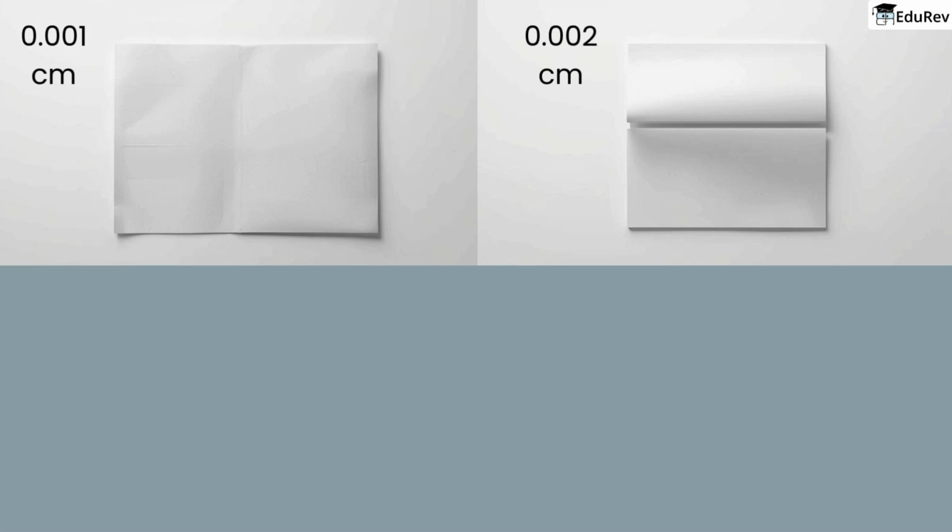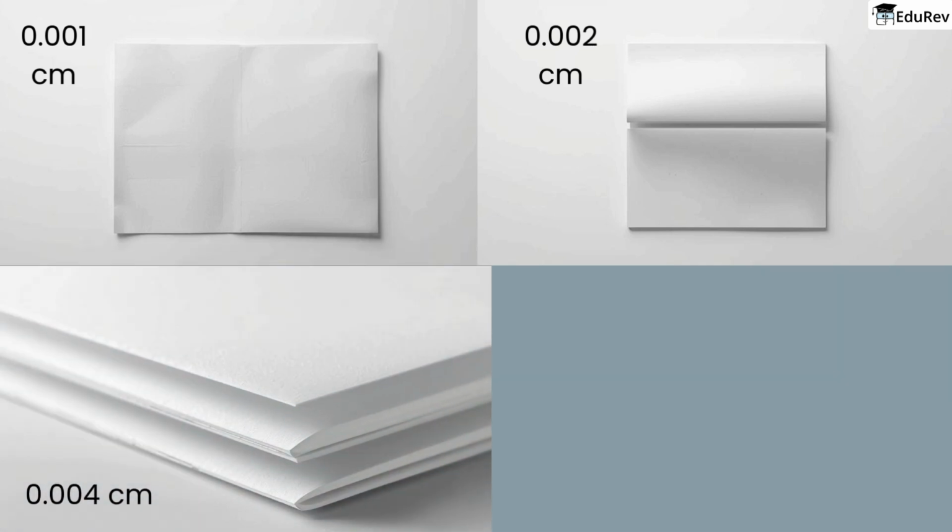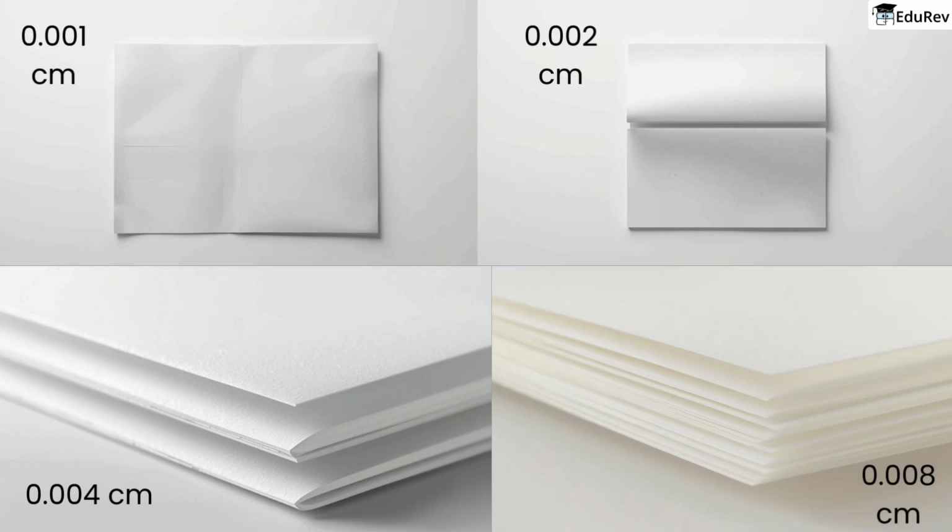At the start, the thickness is just 0.001 centimeter, almost invisible. After one fold it doubles, then doubles again with each fold. So 0.001 becomes 0.002, then 0.004, then 0.008, and so on. Notice the pattern? Each fold multiplies the thickness by 2.